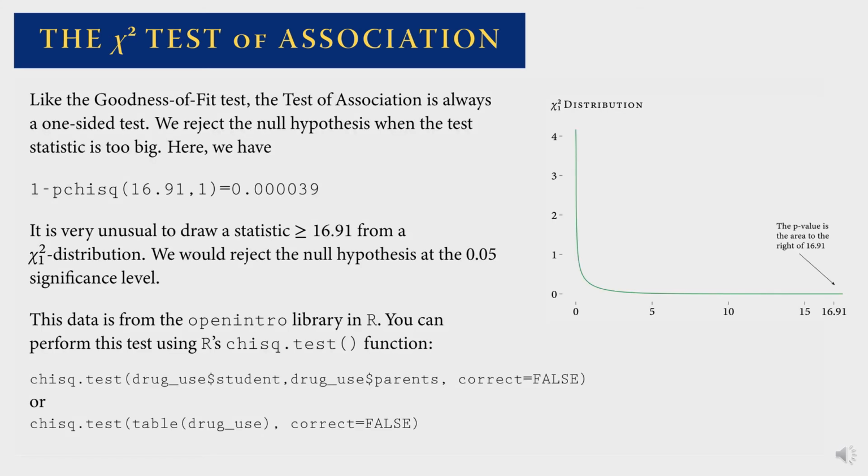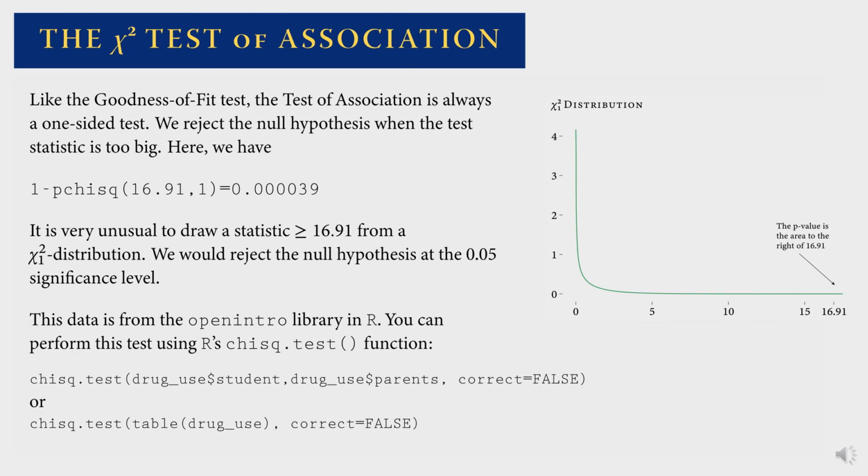Like the goodness of fit test, this test of association is always a one-sided test. We look for the area ahead of the statistic on a chi-square curve to compute the p-value. We find this in R with 1 minus pchisq or pchisq with lower tail equals false. In this case, the p-value is 0.000039, which is very small.